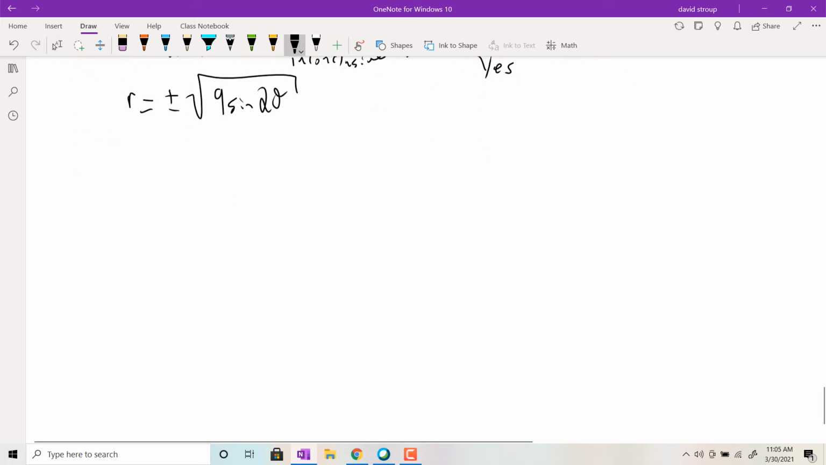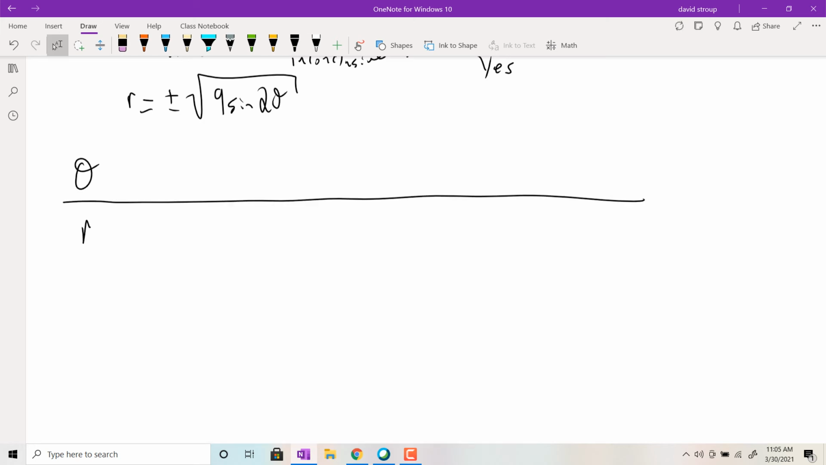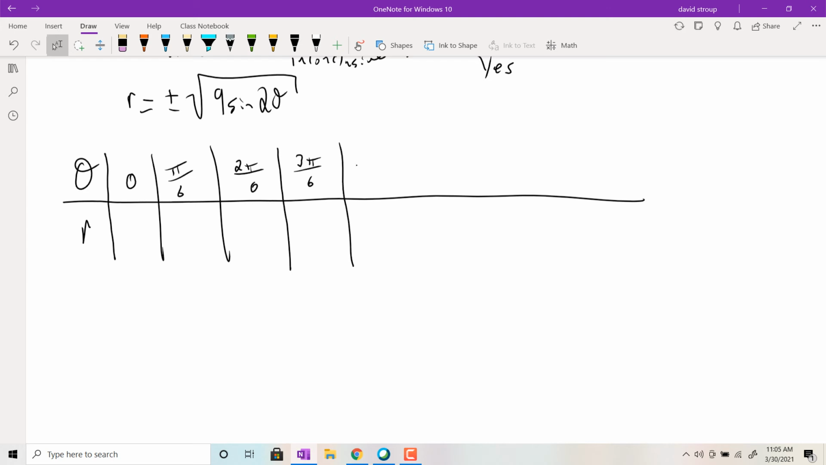I'm going to go by pi over 6s, so theta and r, and then we'll see what happens, right? So 0, pi over 6, and you could just go to your calculator on this guy, right? 2 pi over 6. I'm going to go all the way to 12 pi over 6. If you allow me to, I'm just going to write 4 for 4 pi over 6, 5 for 5 pi over 6, etc. 6, 7, 8, 9, 10, 11, 12.